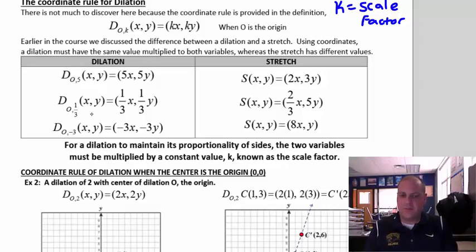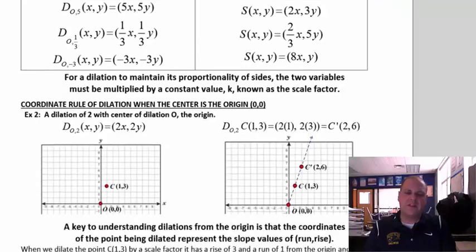So here are some examples of dilations. Dilation about the origin of 5. That just means multiply x and y by 5. Dilation about the origin of 1/3. Multiply x and y by 1/3. Negative 3, multiply by negative 3. A stretch would be this. See? Multiply by 2, multiply by 3. Multiply by 2/3, multiply by 5. x and y multiplied by different numbers. I think we get the idea by now.